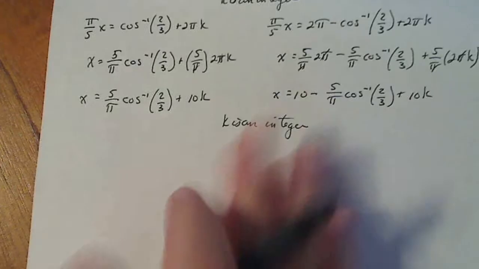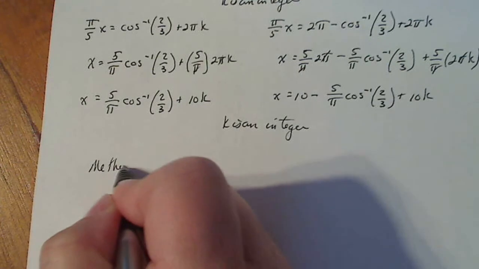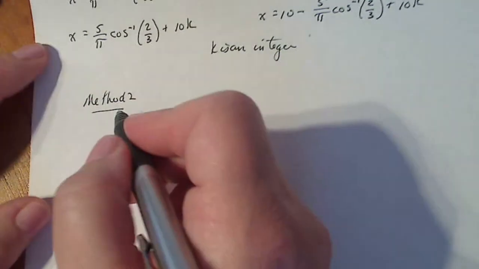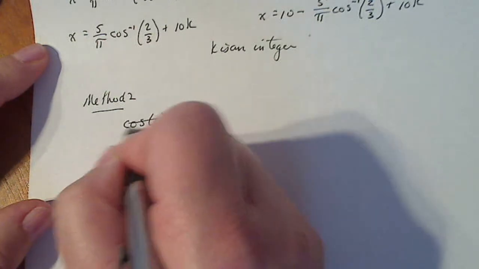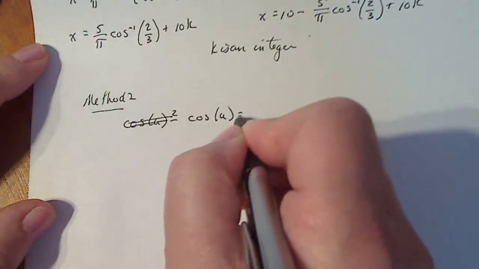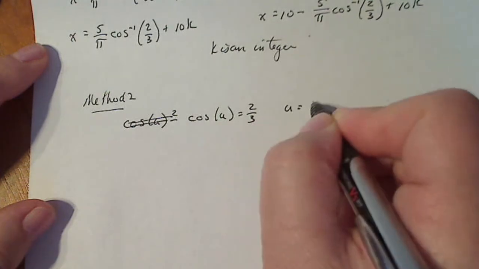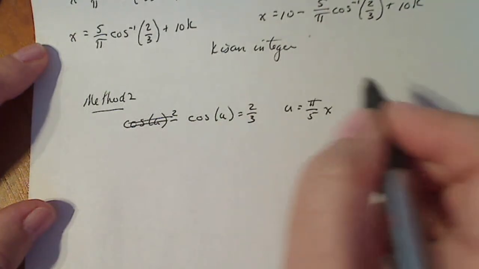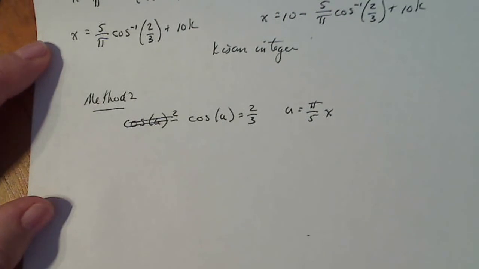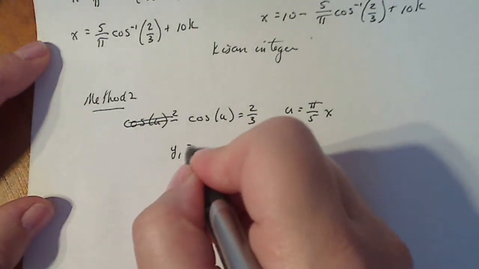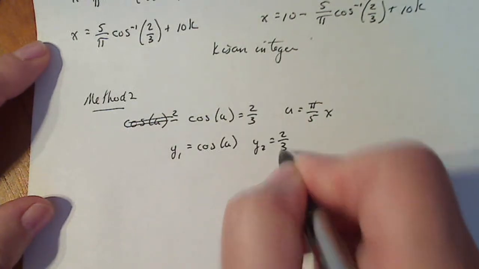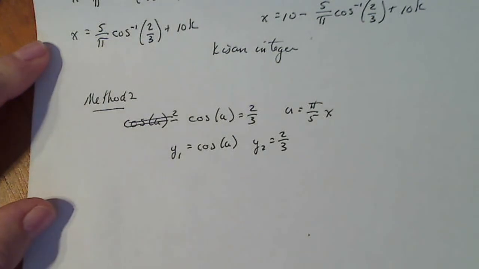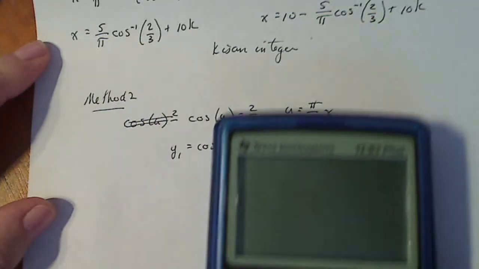Method 2 is kind of a favorite among students as well. Method 1 isn't as happy for students. So in the end, I'm trying to solve cosine u equals 2/3. Whoops, let me rewrite that. Cosine u equals 2/3, where u is also equal to pi over 5x. Now a lot of students use the graphing method, where they're going to let y1 equal cosine u and y2 equal 2/3, and then see where they intersect. The first 2 closest ones, in fact, where they intersect.